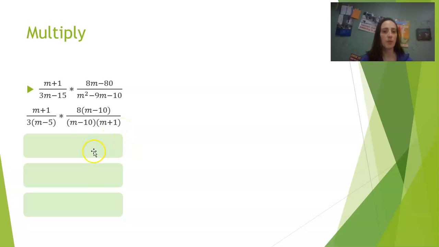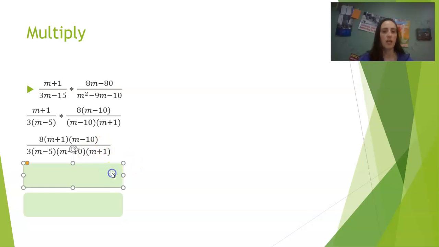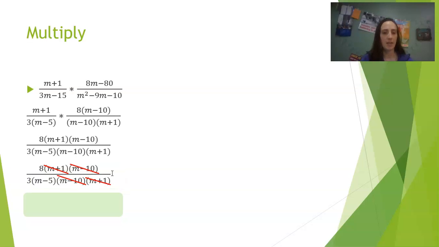Now from here, what I'm going to do is multiply everything together. I multiplied my top by my top. They're all now together in one numerator. I multiplied my bottom times my bottom. Those are all together in one denominator. Now that I have everything in one fraction, I can reduce. I can cancel out anything that I see is the same on the top and on the bottom.